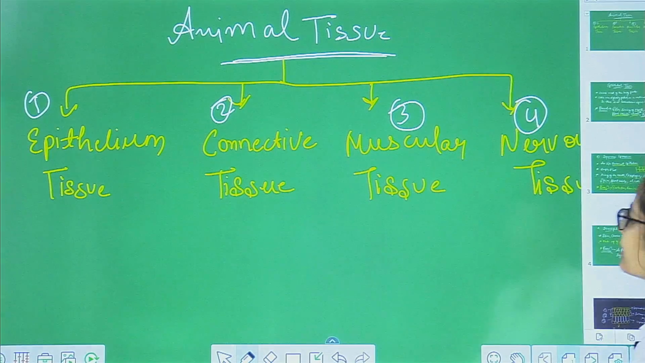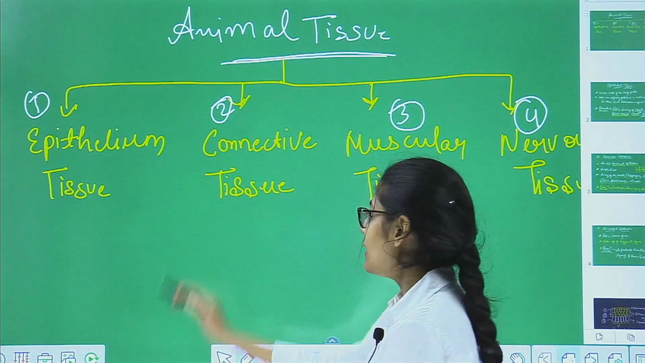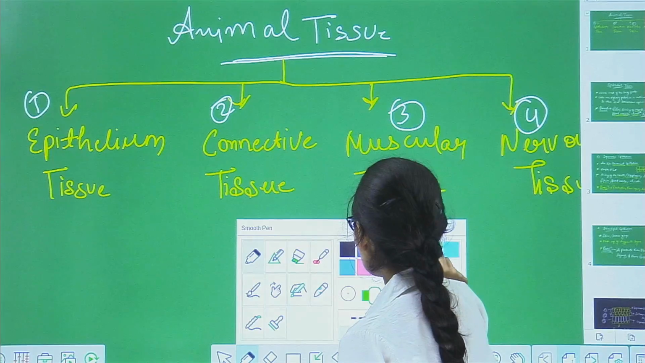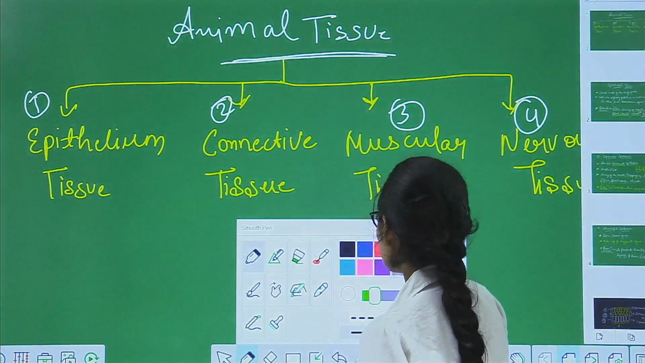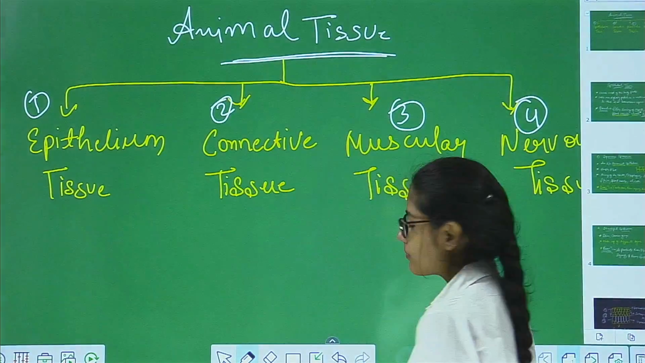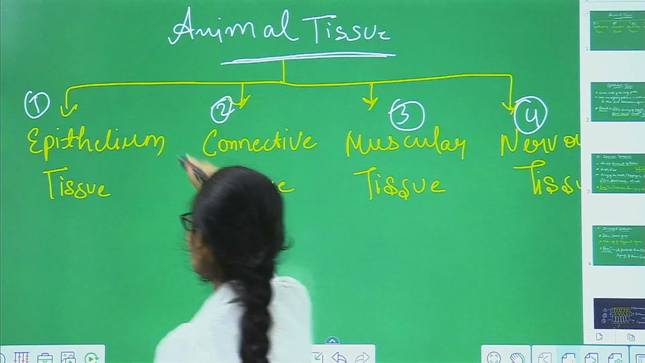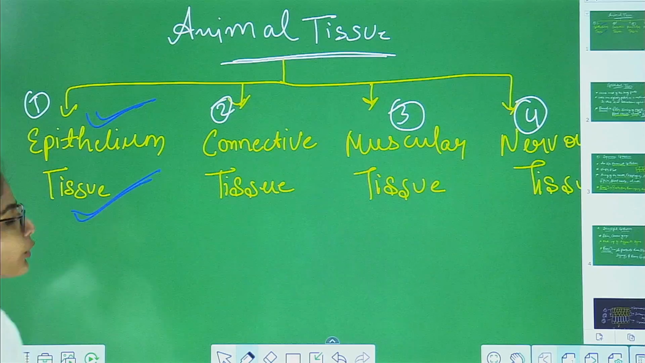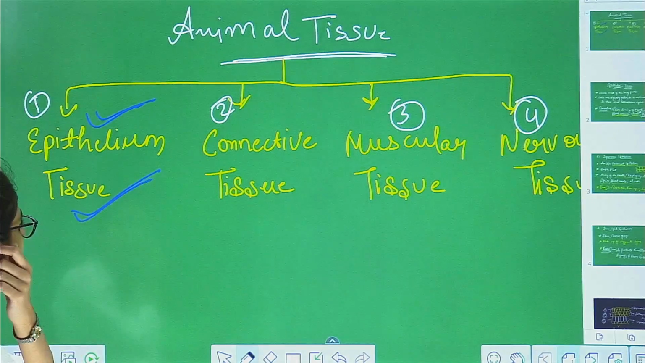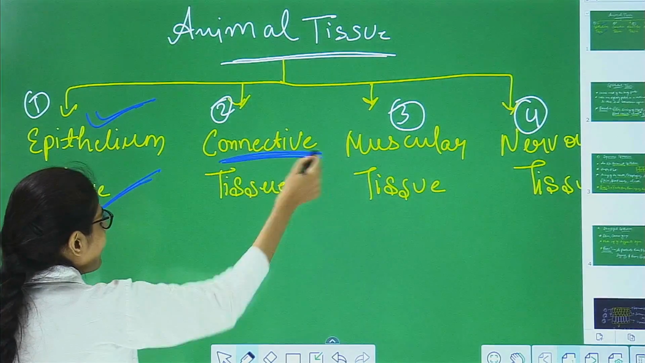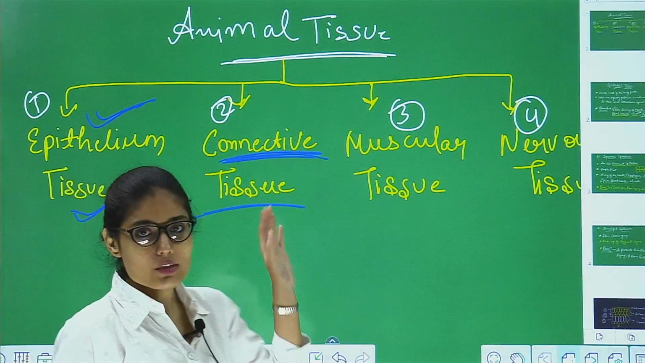Yes children, so in the animal tissue we have completed the epithelial tissue, and now if you have any problem, any question related to this particular topic, just comment down below, I'll see. We have completed this one. Now in the next lecture we are going to talk about the connective tissue.